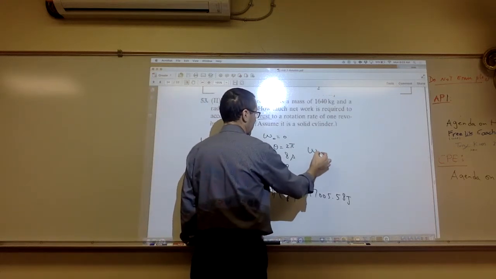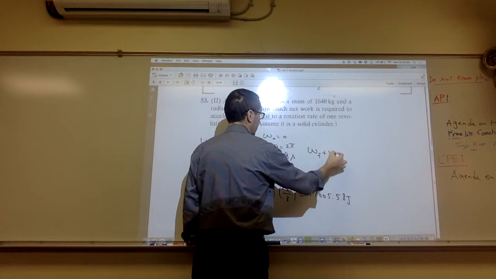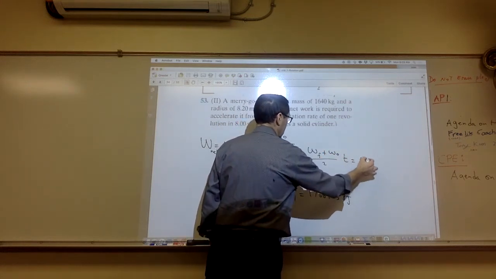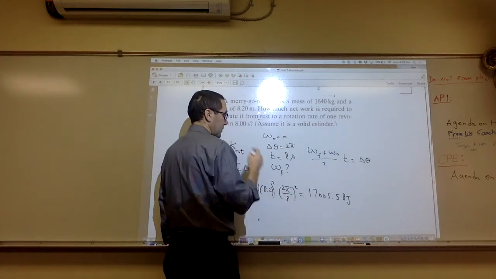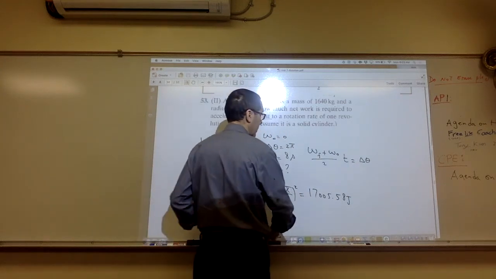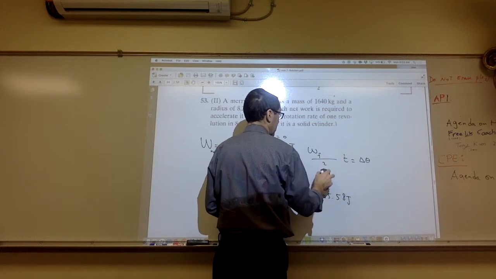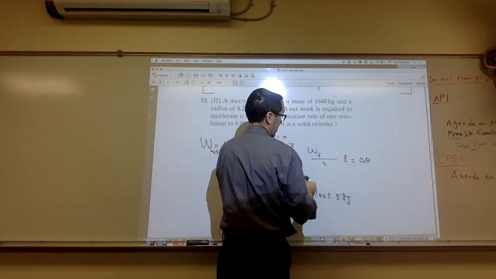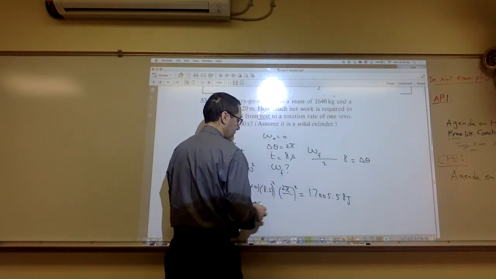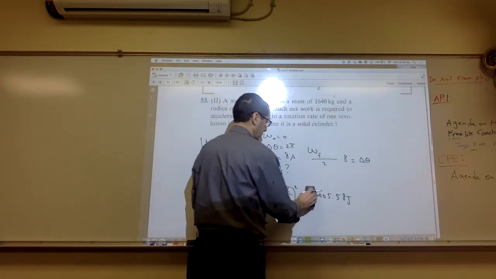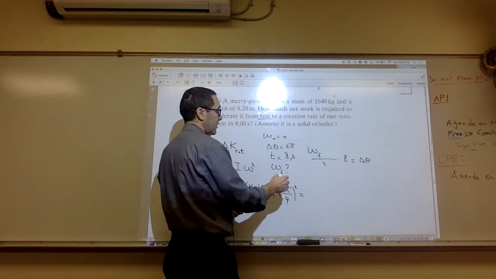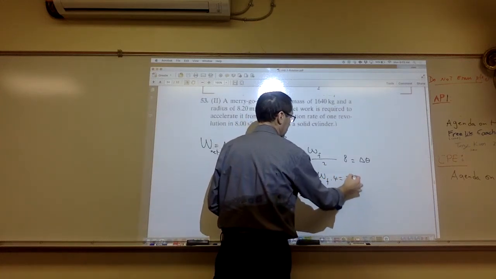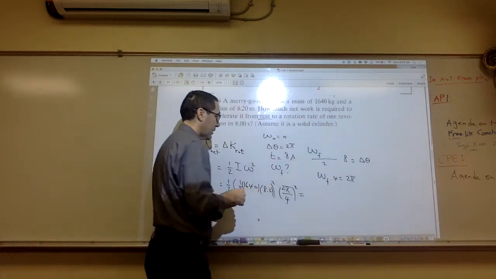So this is going to be omega final plus omega initial over 2 times t is equal to delta theta. So this omega initial is 0. This time here is 8. So this should be divided by 4. Now you can figure out, because this is going to be omega final times 4 equals 2 pi. So it's got to be 2 pi divided by 4.